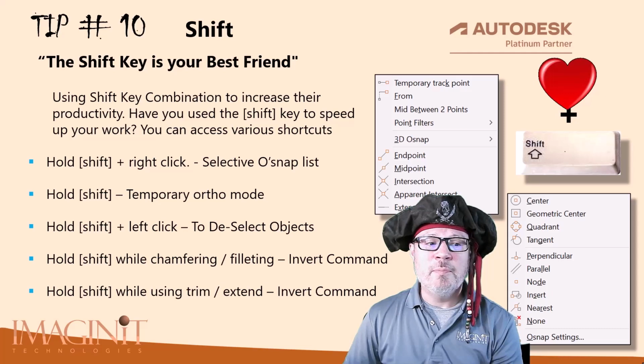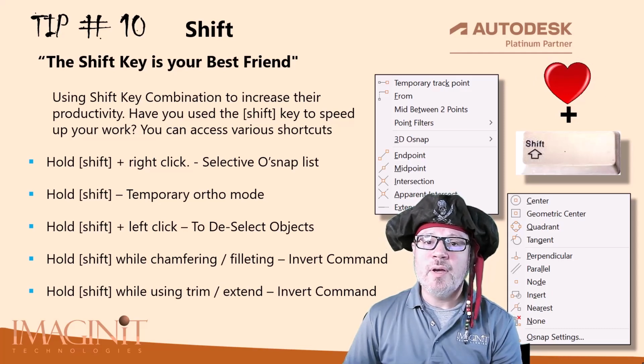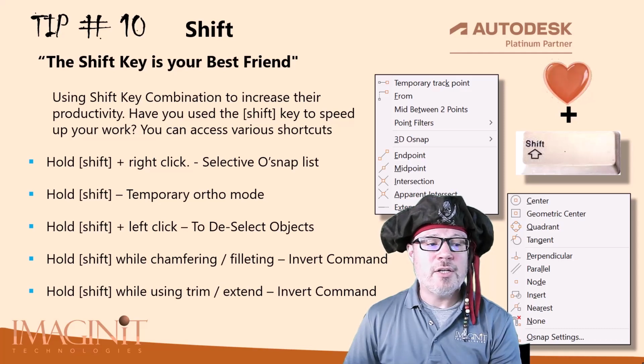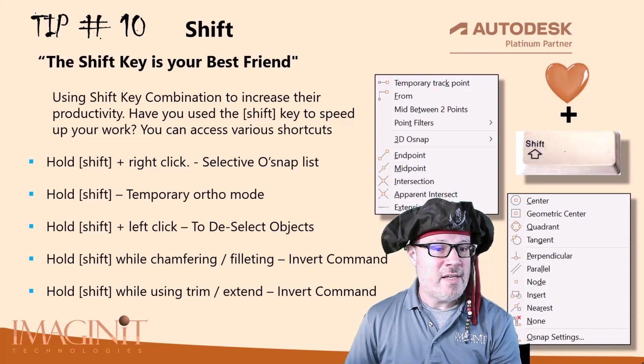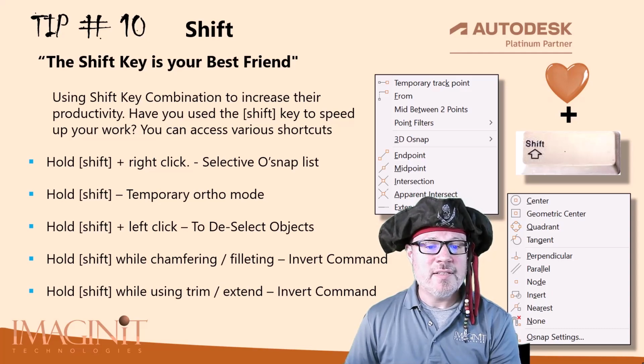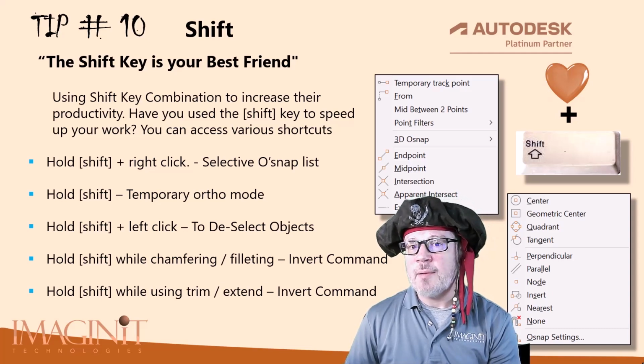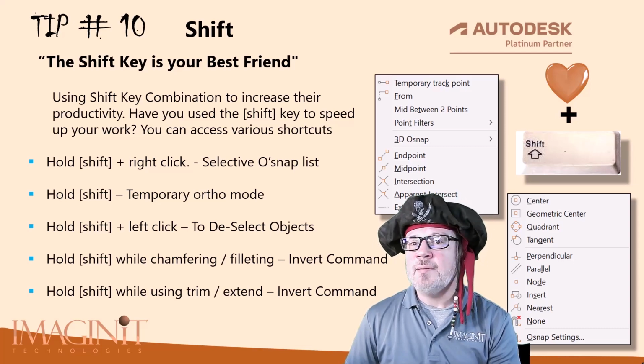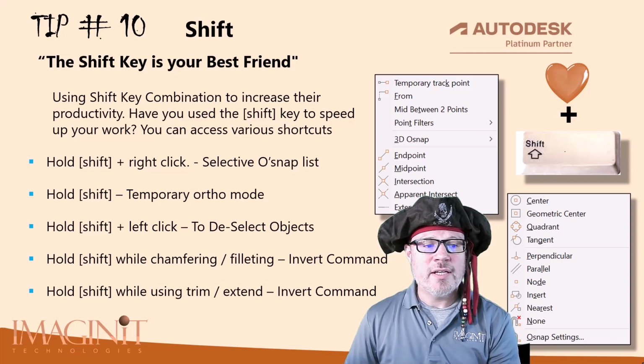Using the Shift key with multiple various tools will give you a secondary option that you didn't know existed. Hold down Shift and right-click within a drafting command, and you'll get an Object Snap drop-down list where you can choose a specific object snap, overriding all others. Hold down Shift at any time to temporarily enable ortho mode. Hold down Shift and left-click to deselect objects once they're selected.